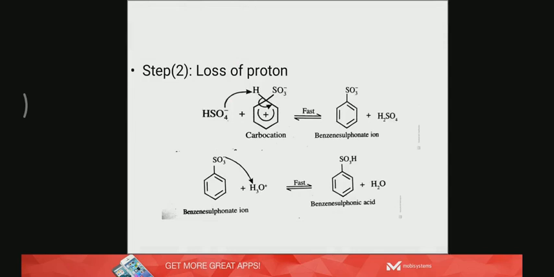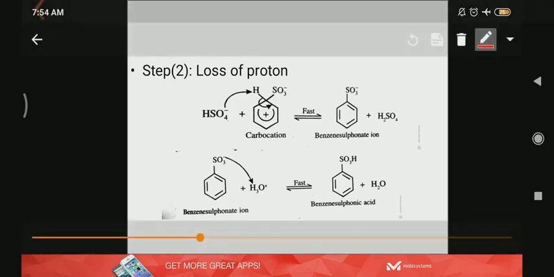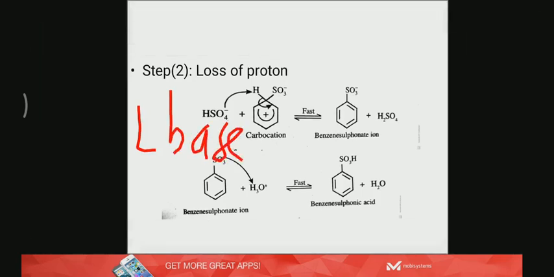So the electrophile has come in, now H plus has to go, for which HSO4 minus, which is produced during generation of the electrophile, acts as the Lewis base. This HSO4 minus is the Lewis base, which will abstract the proton, forming benzene sulfonate ion. That is not the product.